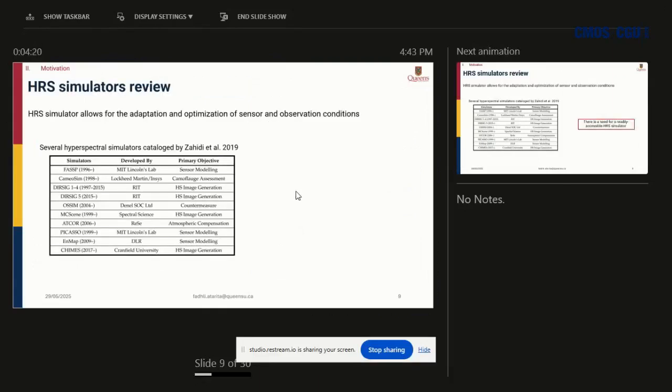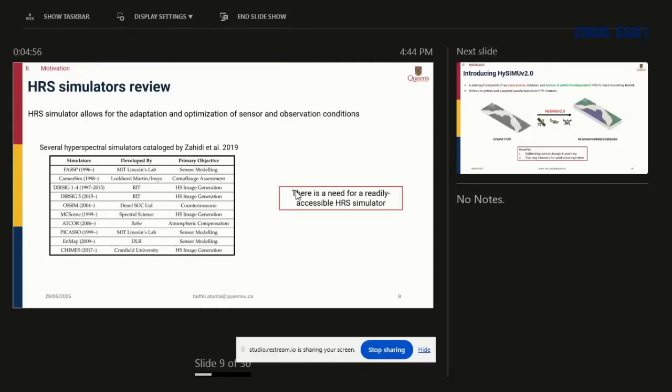Hyperspectral simulators, there have been quite a few of them developed over the years. What they do is allow for the adaptation and optimization of sensor, platform, and observation conditions. Here in the table, there are listed some of those simulators, but there are a few more that are not listed in this table. Some of these simulators are commercial, and some others were designed specifically in support of a mission. And the rest, for various reasons, are not easily accessible. That is why we think that there's a need for a readily accessible HRS simulator.